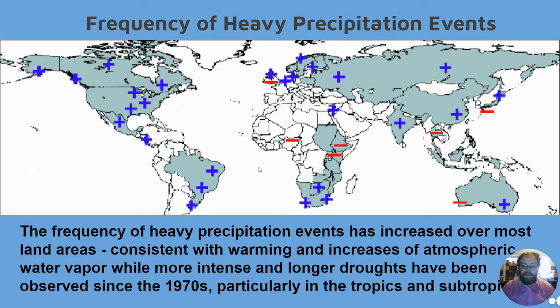We also have the frequency of heavy precipitation events, right? And it's increased over land areas. And that's consistent with warming and increases of atmospheric water vapor. And more intense and longer droughts have been observed since the 70s, particularly in the tropics. So as you can see, we are getting more rain, more precipitation in areas that didn't usually get it, and we're getting less and less in areas that normally would be getting it. So the overall climate in this area has been changing, and we've tied that to temperature increases.